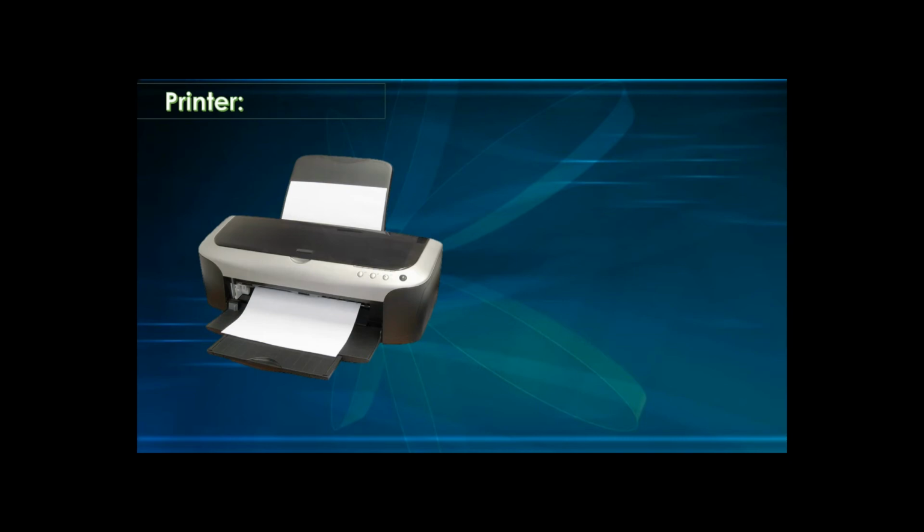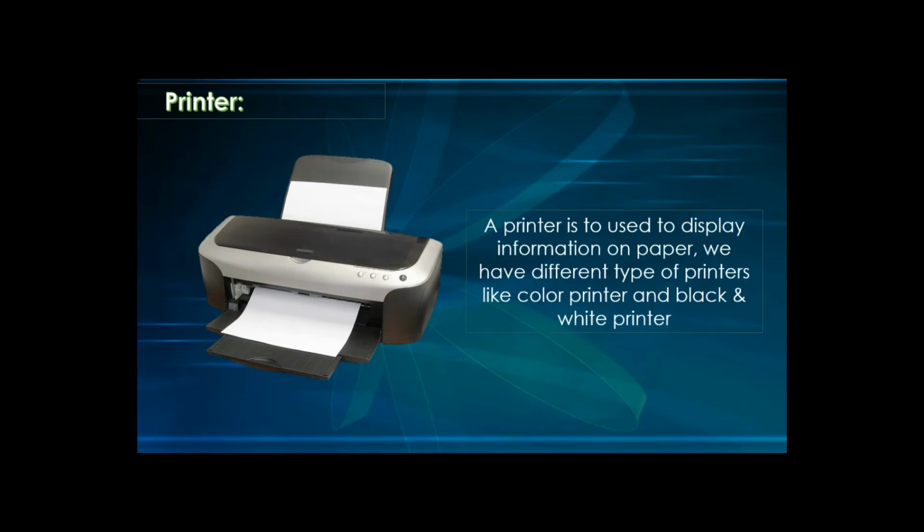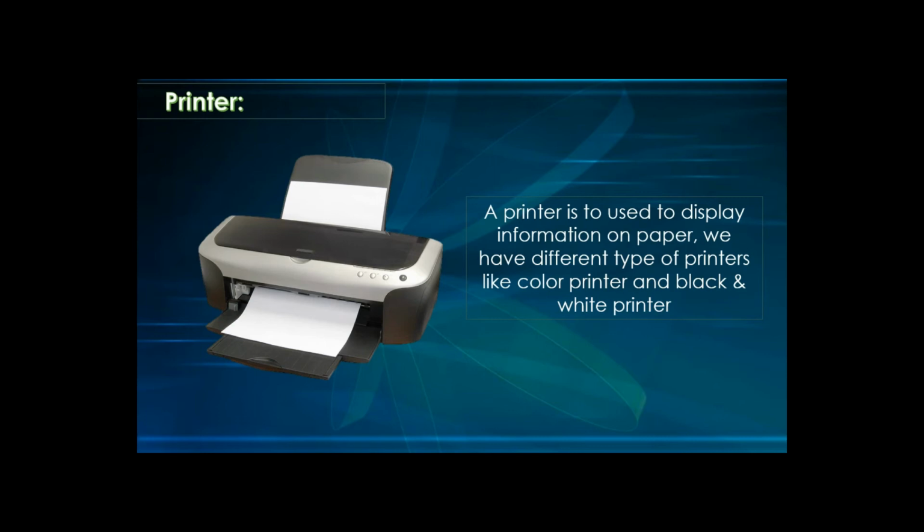Printer. Everyone knows about a printer because we can use printers to print the results of data processing, like documents and photos on paper. So a printer is used to display information on paper. We have different types of printers, like color printers and black and white printers.